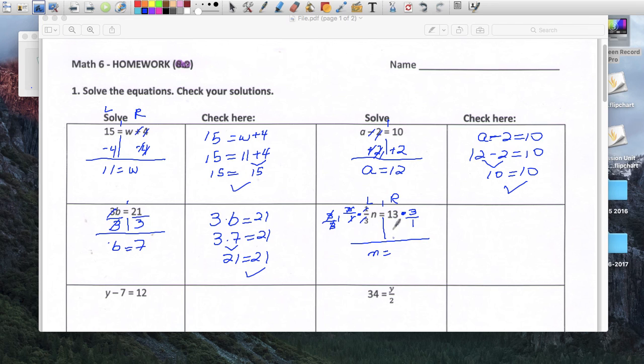Okay. On this side, I multiply. If you want to change this whole number to a fraction, you can just put it over 1. And you get 13 times 3, which is 39. And 1 times 1, which is 1. And I'm not going to write that. So n is just simply 39.